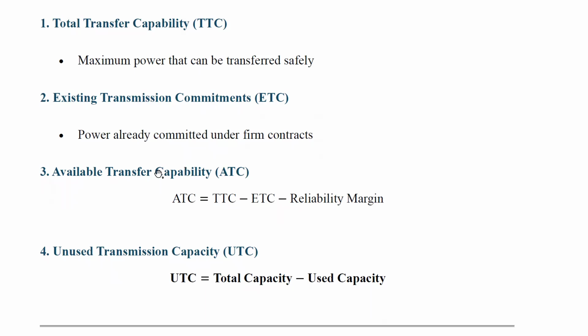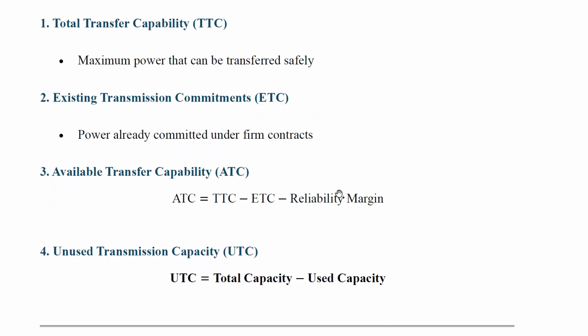So what is ATC, the available transfer capability? Available transfer capability is equal to TTC, the maximum power that can be transferred safely, minus ETC, the existing transmission commitments, that means power already committed under the firm contracts, minus the reliability margin.